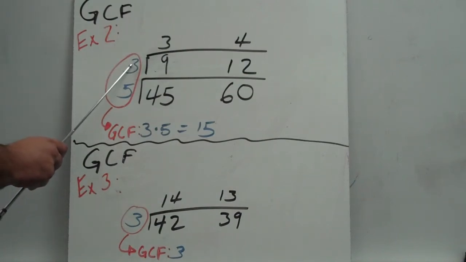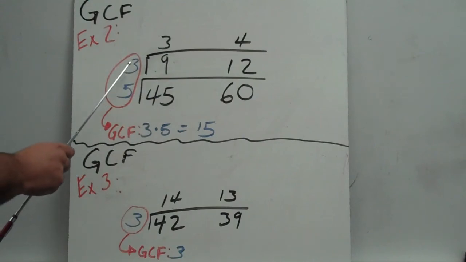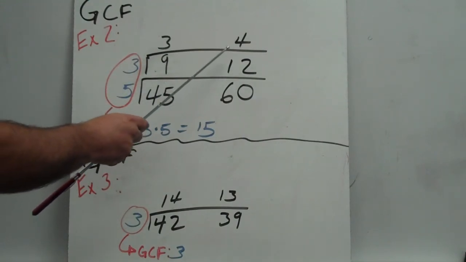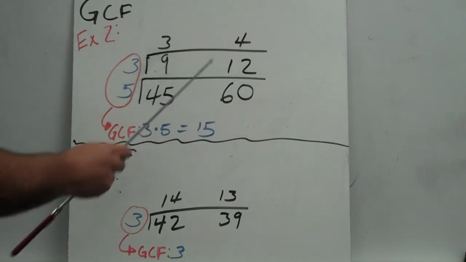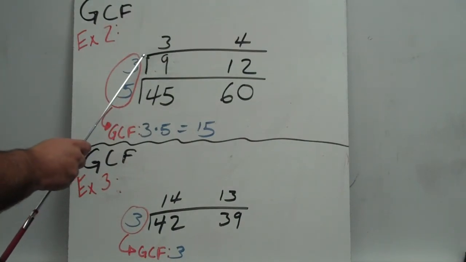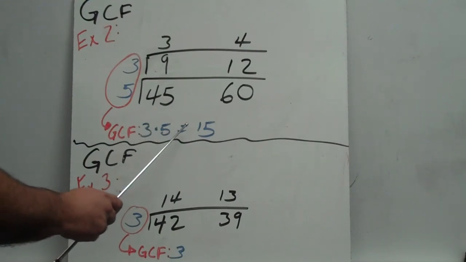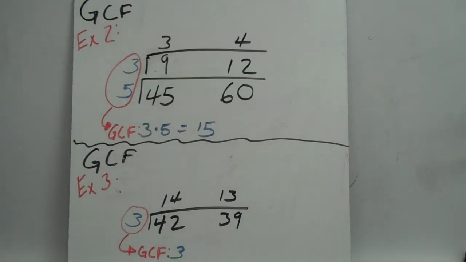We know that there's a 3 that can be factored out of the 9, which will leave us with 3. We're going to factor a 3 out of the 12, and that will leave us with 4. And with 3 and 4, there's nothing that can be factored out, so we're going to leave those alone right now. So we're going to take the 3 and the 5, bring those down, multiply those together, and we're going to get 15. So our greatest common factor for 45 and 60 is 15.